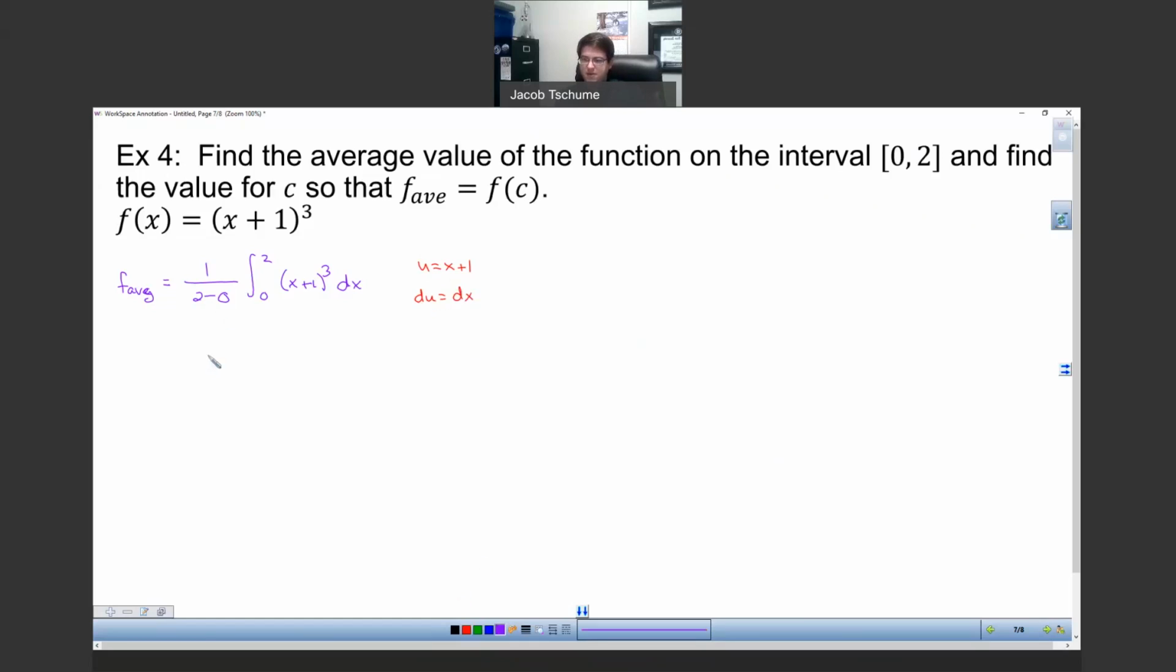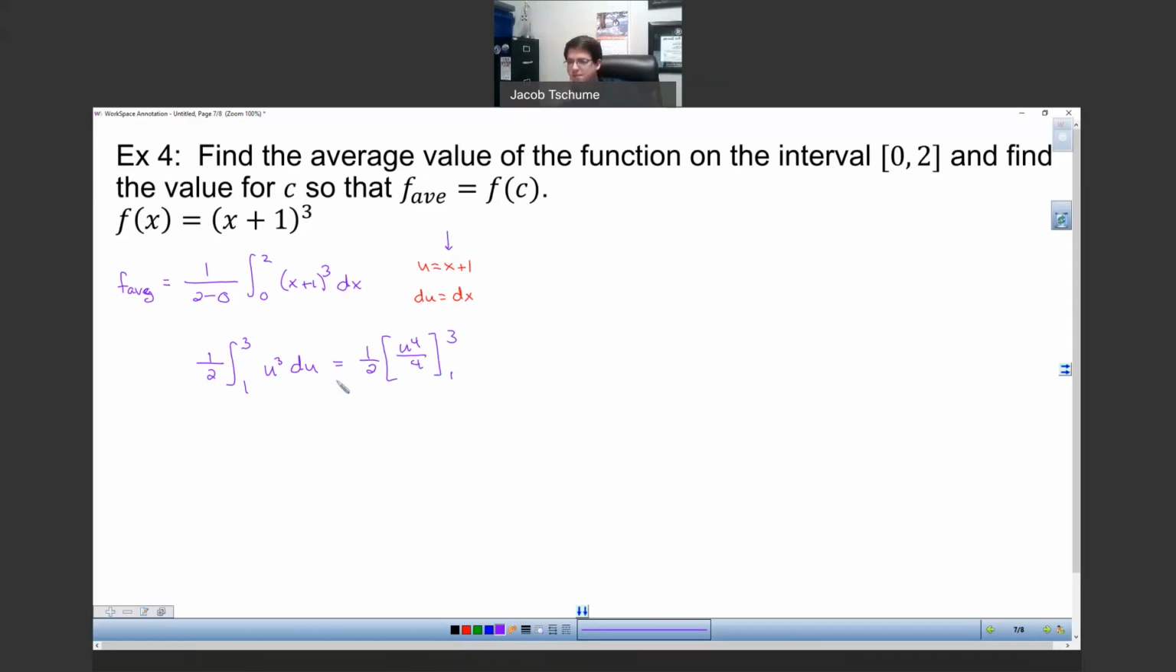So working my way down, this would be 1/2 the integral. Plug your old parameters in for x to get your new u parameters. 0 plus 1 is 1. 2 plus 1 is 3. And then you just get u cubed du. This will be 1/2 times, add 1 to the power, divide by the power, which is u to the 4th over 4, evaluated from 1 to 3.